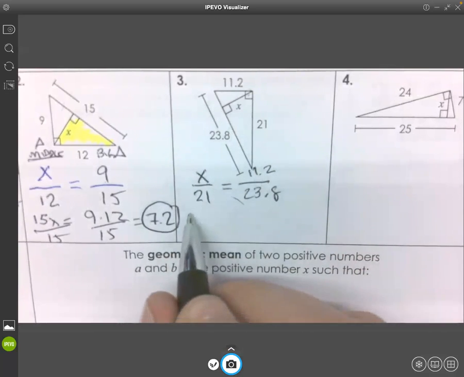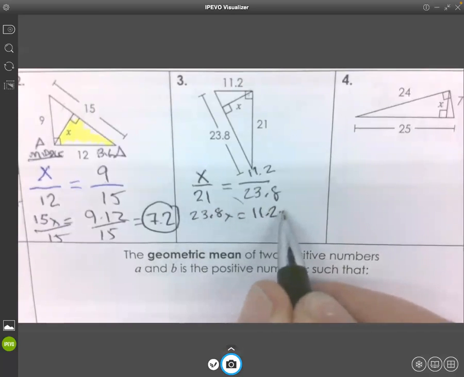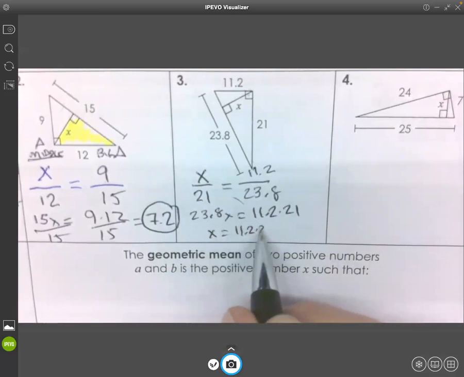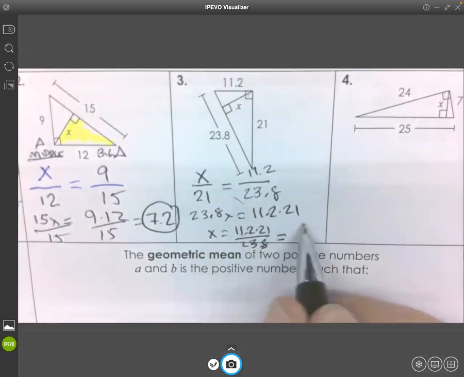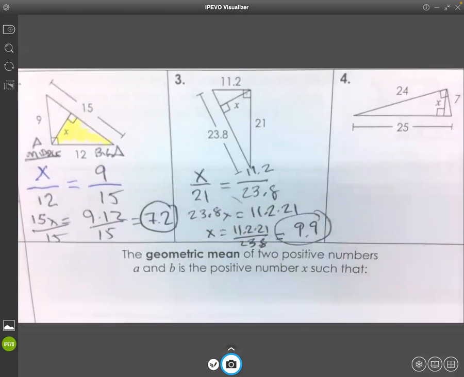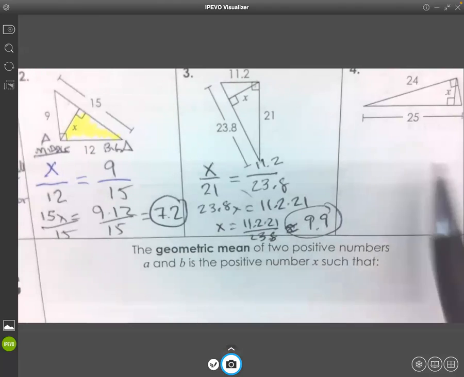And then we can cross multiply and solve. 23.8x equals 11.2 times 21. So x equals 11.2 times 21 over 23.8, which is equal to 9.9. It's actually about 9.9. Okay, please try number 4 yourselves.